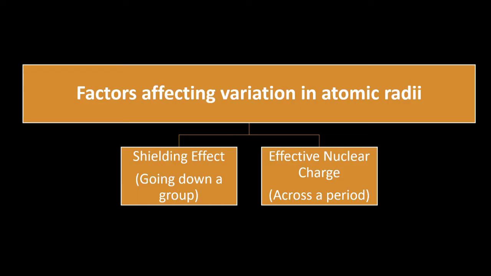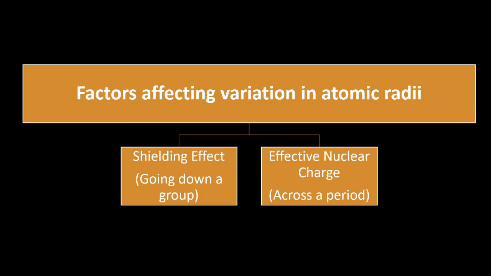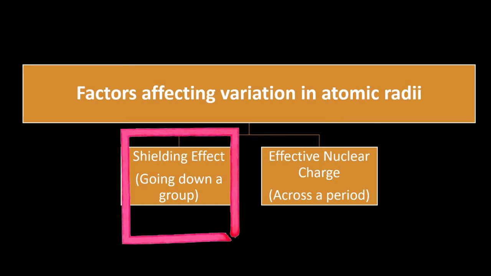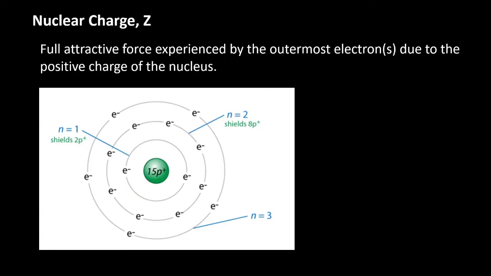Why? In fact, there are two factors affecting the variations in atomic radii. Across a period, the effective nuclear charge will be the dominating factor. When going down a group, the shielding effect is the dominating factor in affecting the atomic radii of elements. Before we look into details of how these two factors affect the atomic radii of elements, there are a few terms that we need to understand first.